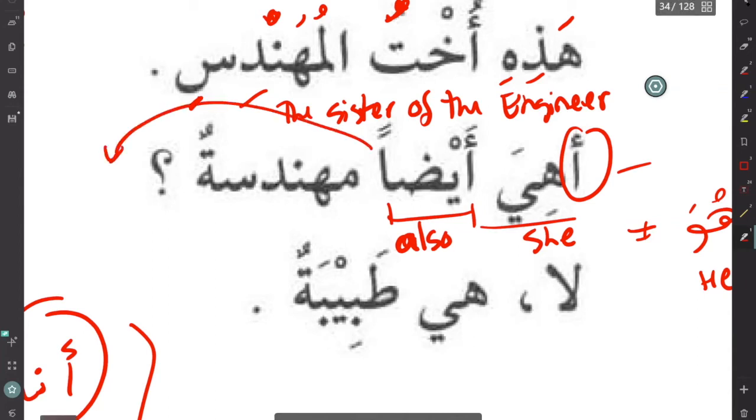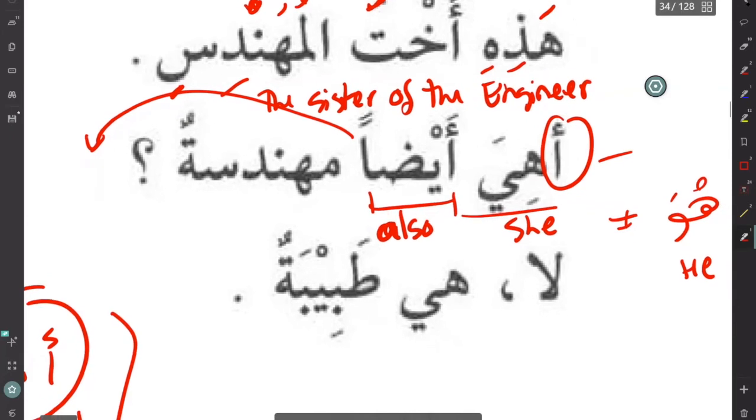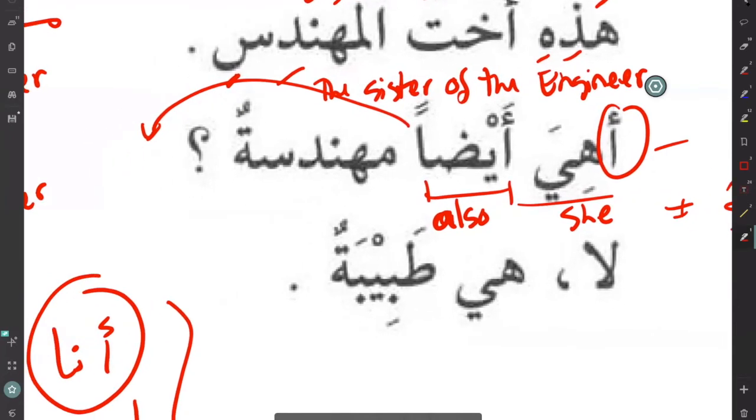Just like in English, I can say, is she also an engineer? Or I can say, is she an engineer also? You see, the also can go either side. In Arabic, it's the same thing. Okay? So you can bring Aidan wherever you want. So Muhandisa is the same thing.